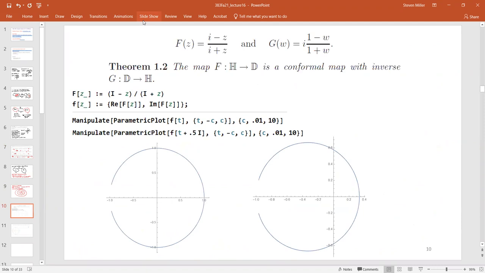What I want to do now is end with a couple of the famous conformal maps. So we have F of Z is i minus Z over i plus Z, and G of W is i times one minus W over one plus W. And the theorem is that the map F takes the upper half plane, H, the set of all Z equals X plus iY with Y greater than zero, to D, the set of all Z with absolute value of Z less than one, the unit disk. And the result is that they are conformally equivalent, that there is a map between them.